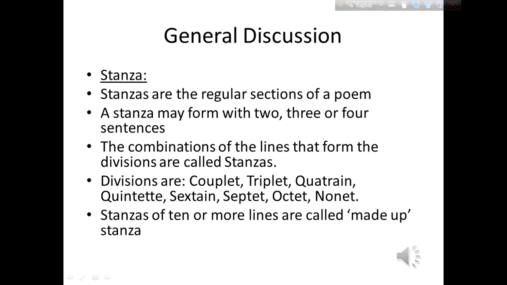Now the octet, or triplet, consists of 8 lines having various rhyme schemes. One such form is Ottava rima, which is written in iambic pentameter. The next one is the nonet. Nonet consists of 9 lines having various combinations of rhymes, and one such form is the Spenserian stanza, named after Edmund Spenser. And stanzas of 10 or more lines are known as made-up stanzas.